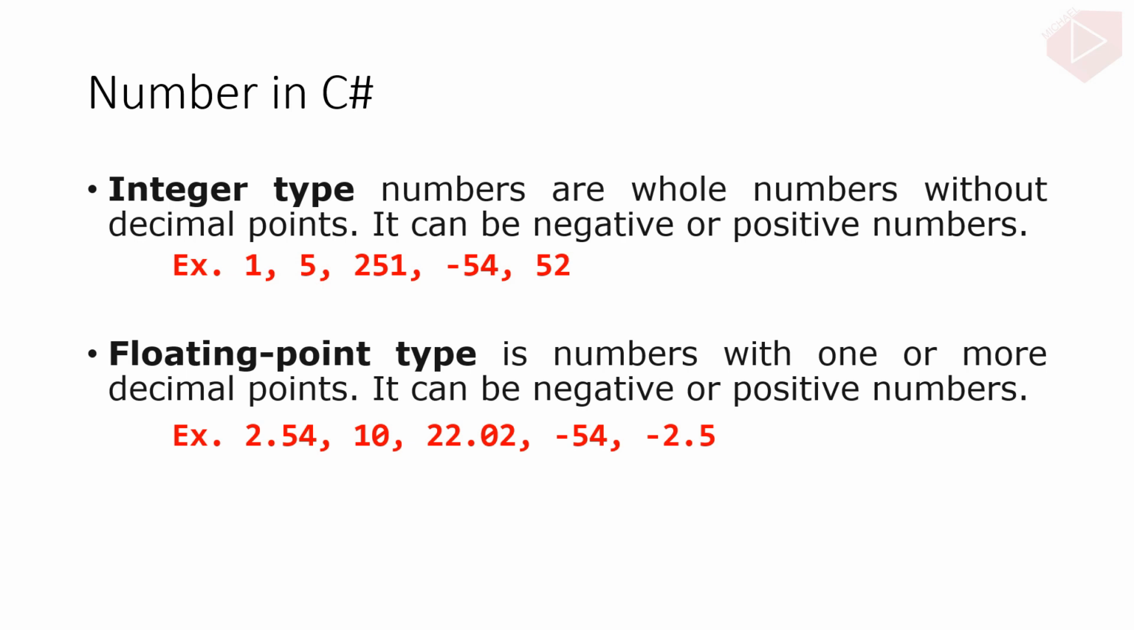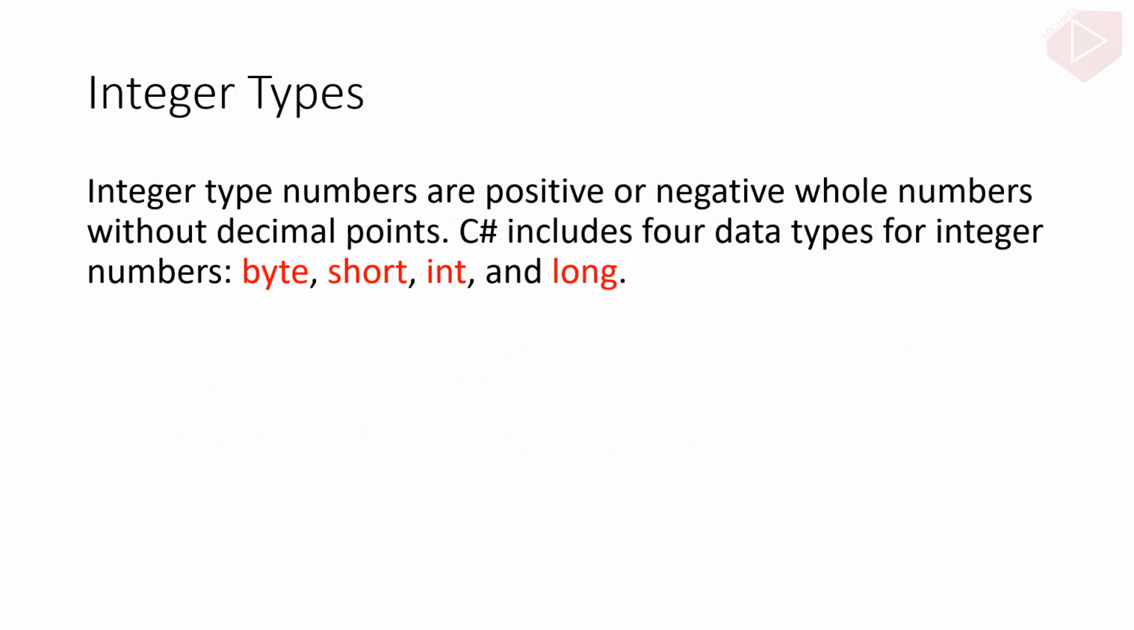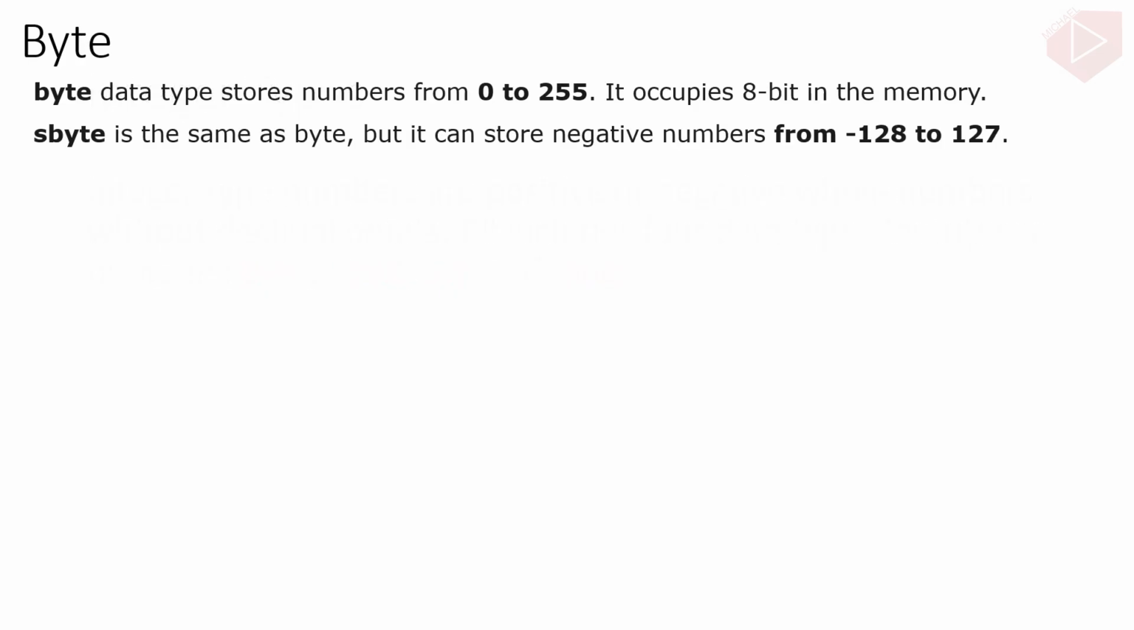C# includes different data types for integer types and floating point types, based on their size in the memory and capacity to store numbers. Integer type numbers are positive or negative whole numbers without decimal points. C# includes four data types for integer numbers: byte, short, int, and long. The byte data type stores numbers from 0 to 255. It occupies 8-bit in the memory.